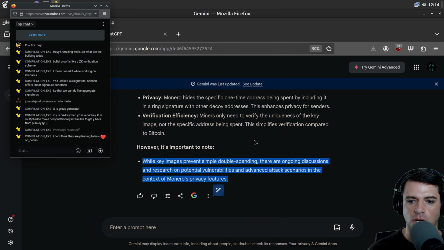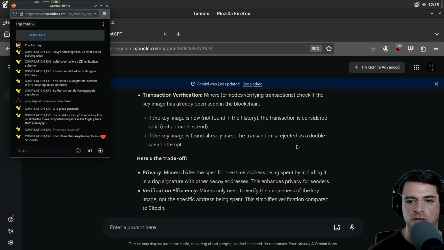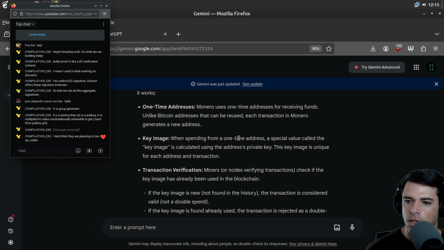However, it's important to note, while key images prevent simple double spending, there are ongoing discussions and research on potential vulnerabilities and advanced attack scenarios in the context of Monero's privacy features. I still don't think I really understand how.